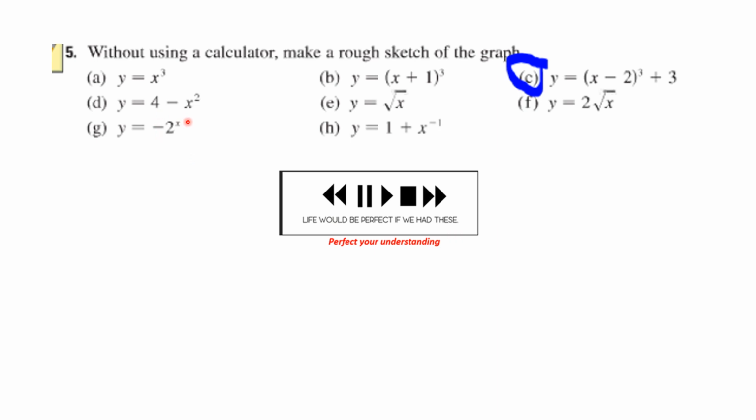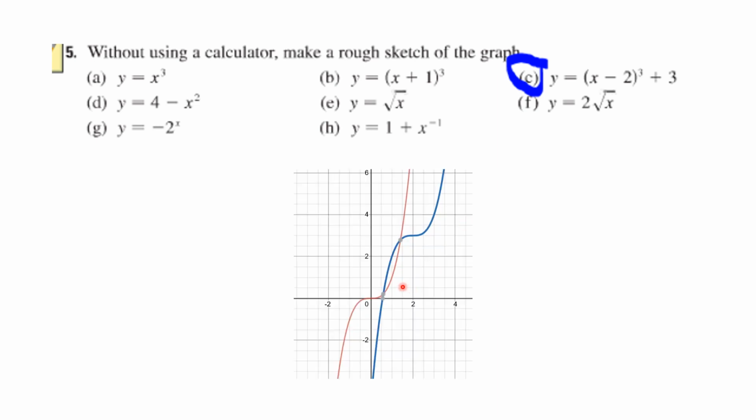Number 5, without using a calculator, you want to make a rough sketch of the graph. This is a skill you're going to be using over and over again in this course, and you won't be using graphing calculators. And we're going to talk about number C in this section. You know what to do. Let's see how you did. Alright, the red curve is y equals x cubed, so it's going to look like that. And this one we shift right 2 and up 3. So the wiggle is shifted up 3, and it's also shifted right 2, and you get that, and this is what your picture will look like.